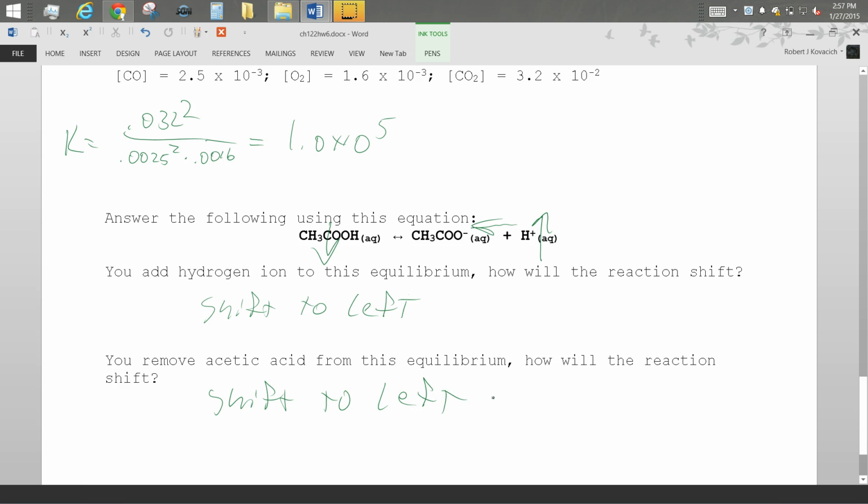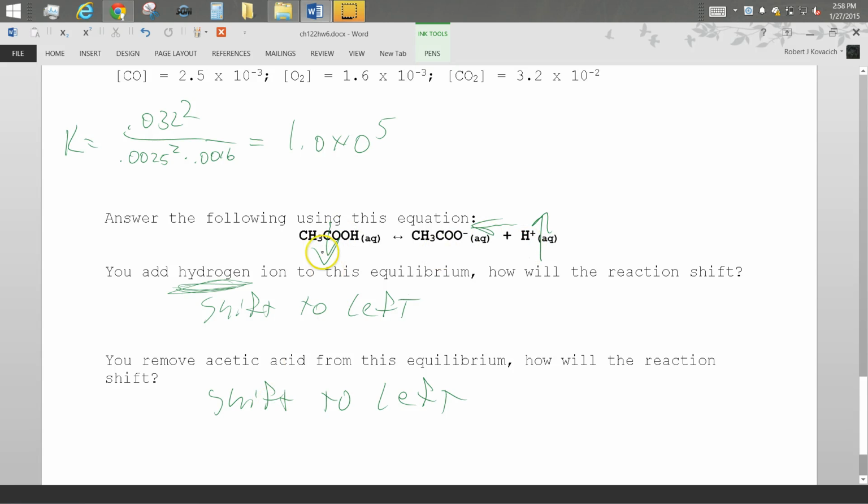So what Le Chatelier's principle is stating is that if you do something to an equilibrium, a reaction that's in equilibrium, it fixes that. So for this first example here, how did we mess up this equilibrium? I put in hydrogen, now it has too much hydrogen. So what does the reaction do? Gets rid of it. How does it get rid of it? It takes the hydrogen and the acetate and makes acetic acid.